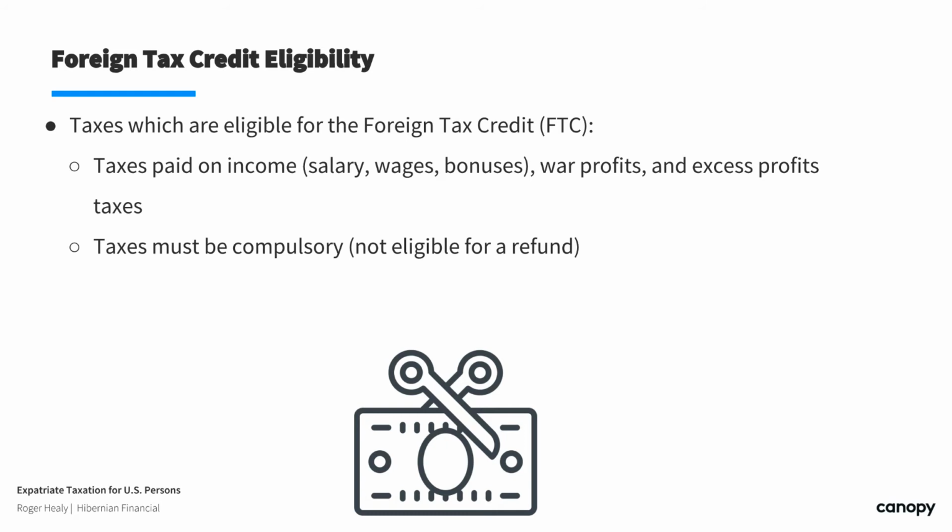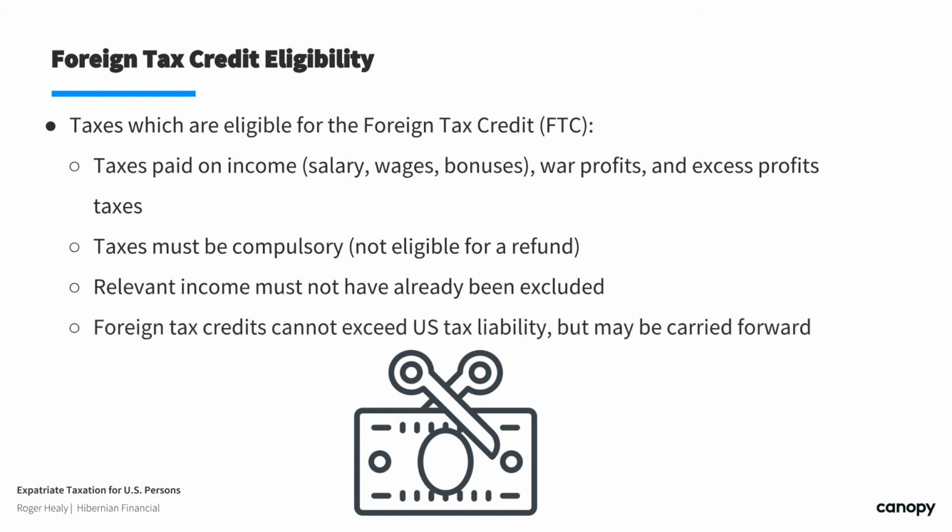The relevant income must not have already been excluded. So if your taxpayer does not make more than the foreign earned income exclusion amount and has already excluded all of their income, there is no credit available for the taxes paid on that income. However, if your taxpayer has earned more than the foreign earned income exclusion amount, the tax paid on the excluded amount is not available, but the tax paid on the remaining amount would still be available.